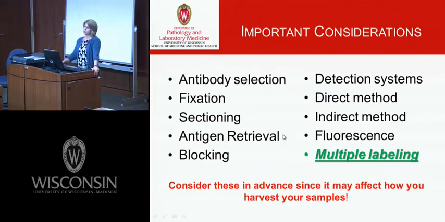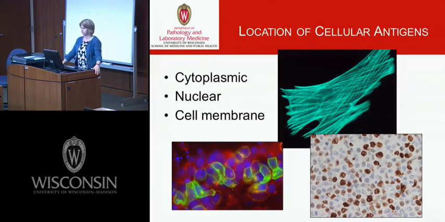Things to consider, these won't be discussed in detail here, but just some things for investigators to think about in advance is what types of antibodies will you be using, the fixation method, the type of sectioning that you're interested in, etc. So detection systems, whether they're direct or indirect, whether you're performing fluorescence, and whether you're interested in multiple labeling or multiplex immunohistochemistry or immunofluorescence. And this is something that we'll talk about in the next section. So these are important things to consider because it will affect how you harvest your samples.